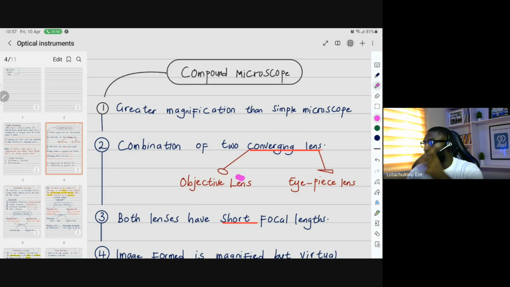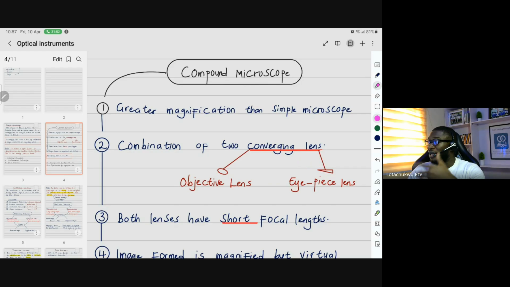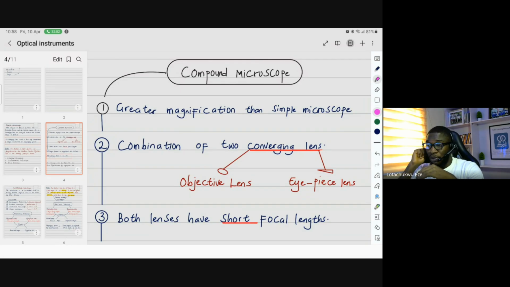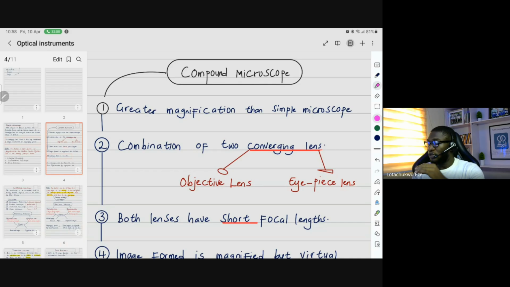One of them is what we call the objective lens. Then the second one is what we call the eyepiece lens. All right. So we are bringing together two kinds of lens. That's what we make use of for that one. Is that okay? All right. So now, both lenses have short focal length. Both of them are going to have short focal length.